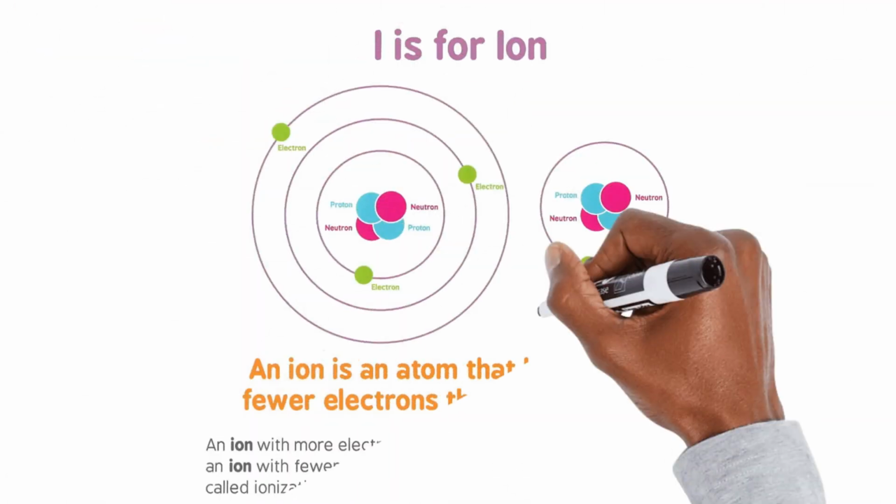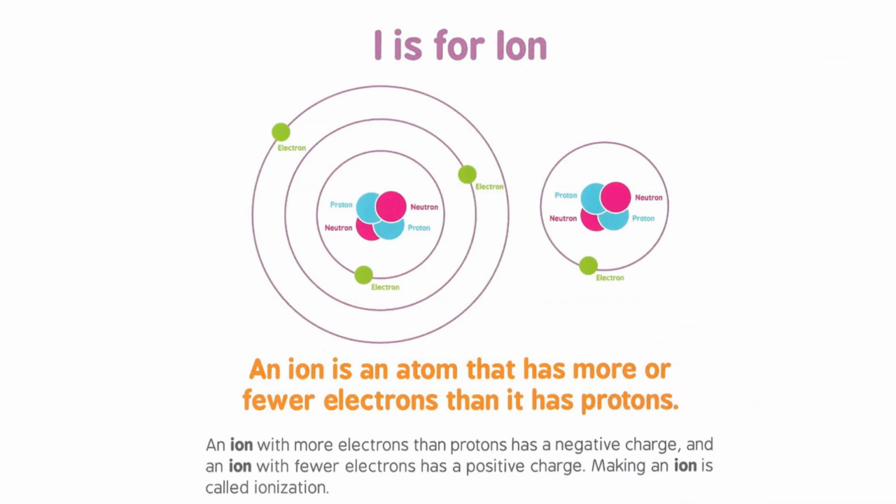I is for ion. An ion is an atom that has more or fewer electrons than it has protons. An ion with more electrons than protons has a negative charge, and an ion with fewer electrons has a positive charge. Making an ion is called ionization.